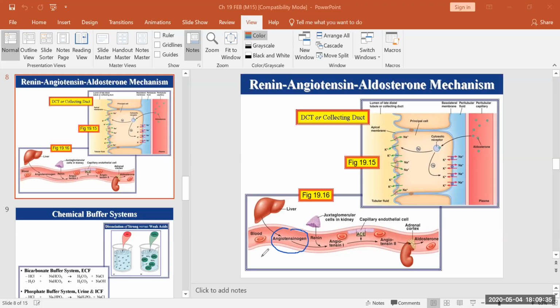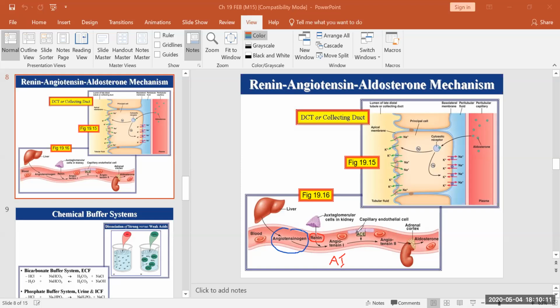And the juxtaglomerular cells in the kidneys release an enzyme, renin. This renin will cut angiotensinogen at the N-terminus, at the beginning of the protein, generating angiotensin 1. So this is A1, angiotensin 1. And angiotensin 1 is inactive.